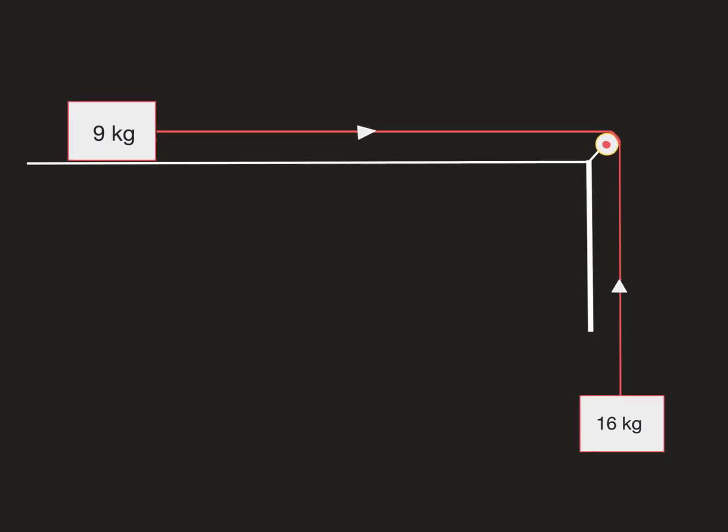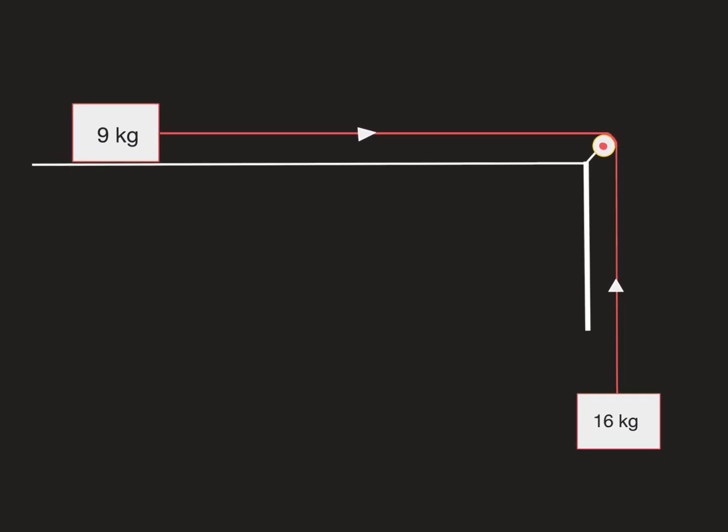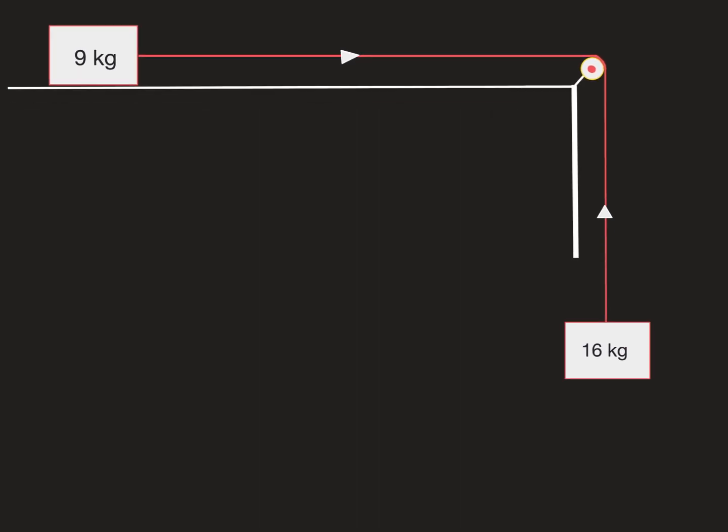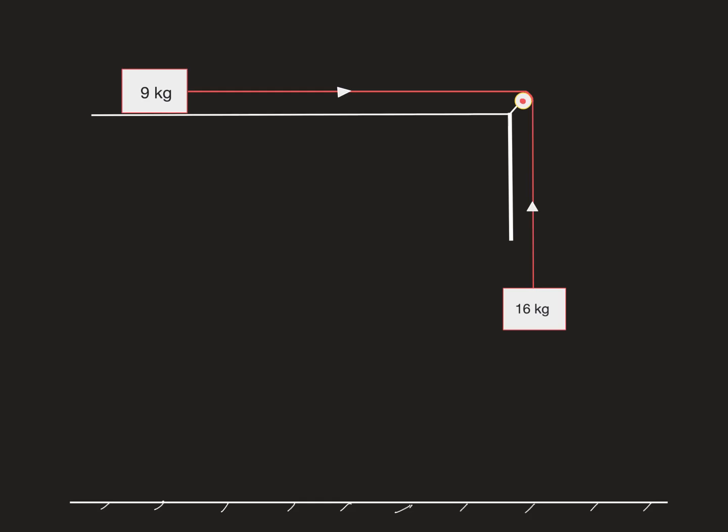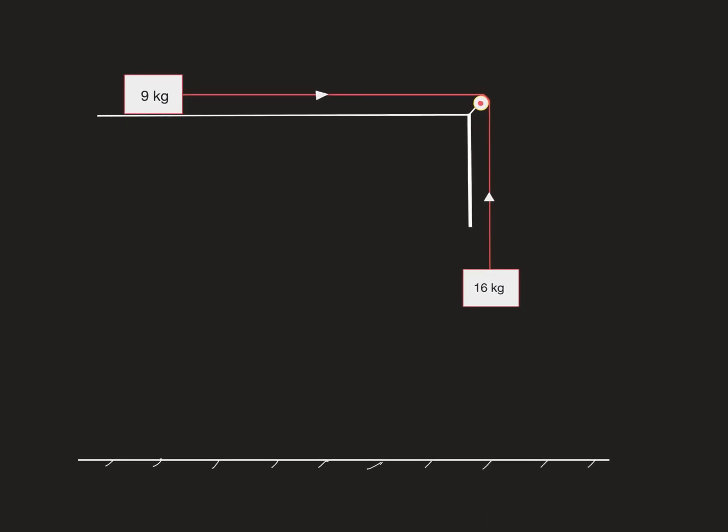Now, we have a diagrammatic representation of the question that we have just read. Here, we have the 9 kilogram mass that is resting on a smooth horizontal table, and we have the 16 kilogram mass that is hanging freely, and we are given the information that it is 80 centimeters suspended from the ground.